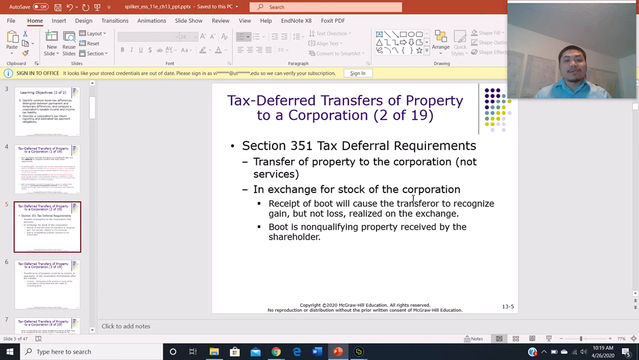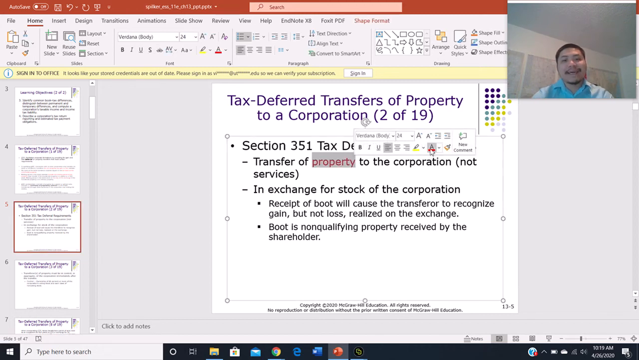All right, so basically there are three requirements, right? The first requirement is there has to be a transfer of property to the corporation, and I want to emphasize the properties here. It cannot be a service, right? It has to be properties. The shareholder has to transfer a piece of property to the company, right?